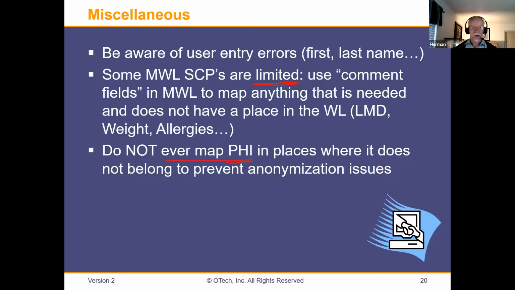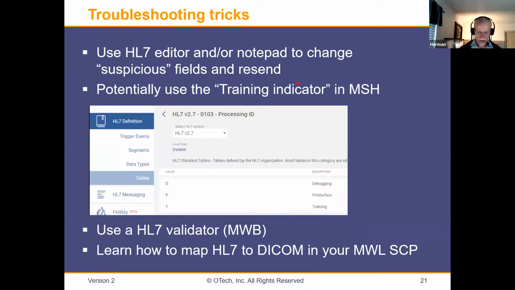Okay, so these are some miscellaneous issues. Now, how would you troubleshoot it? What are some of the tricks related to troubleshooting? So we have a problem, right, with the mapping. Somebody shows up and the image shows up rejected. You say, okay, that's interesting. Let's look at the header.